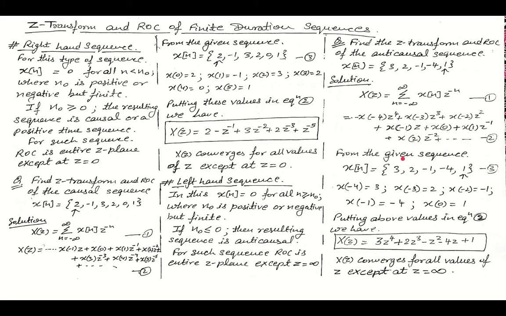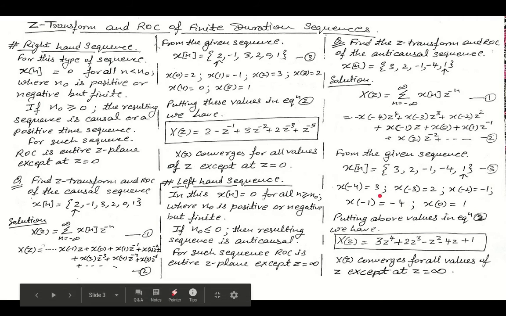Okay. Now from the given sequence, we have x[n] is equal to 3, 2, minus 1, minus 4, 1. Now under this 1 we have this arrow, that means this 1 is the origin. So subsequently my x[0] will be equal to 1. My x[minus 1] is equal to minus 4. My x[minus 2] is minus 1. My x[minus 3] is 2. My x[minus 4] is 3. I do not have any values on the right, so all these values will be 0.